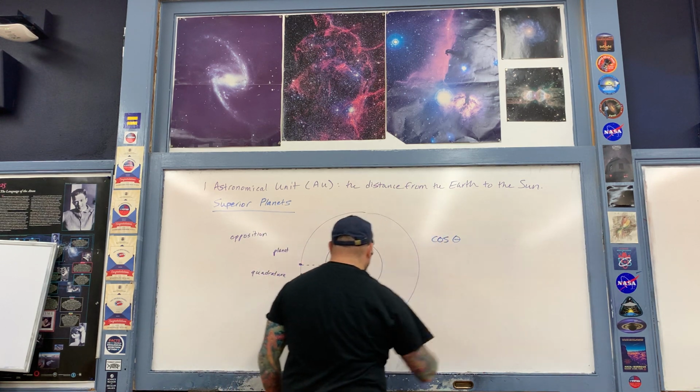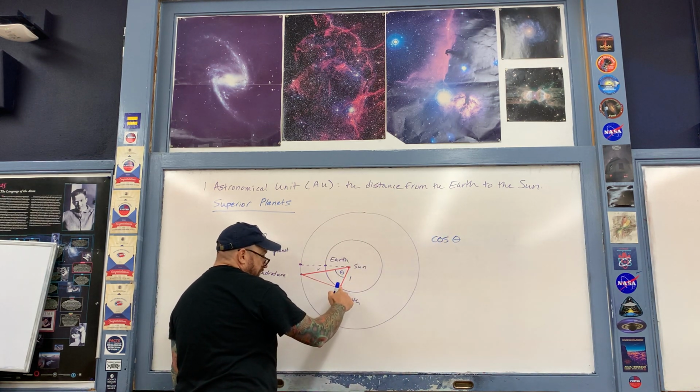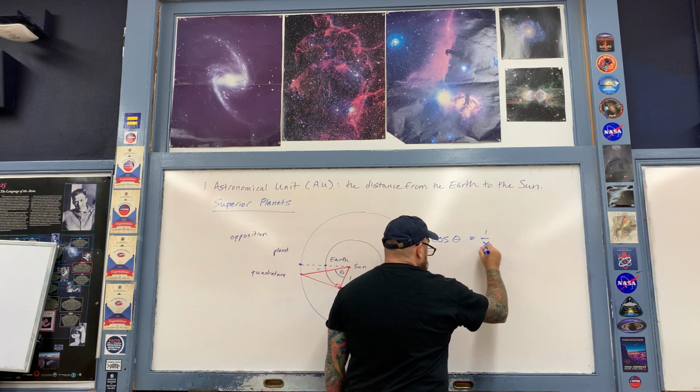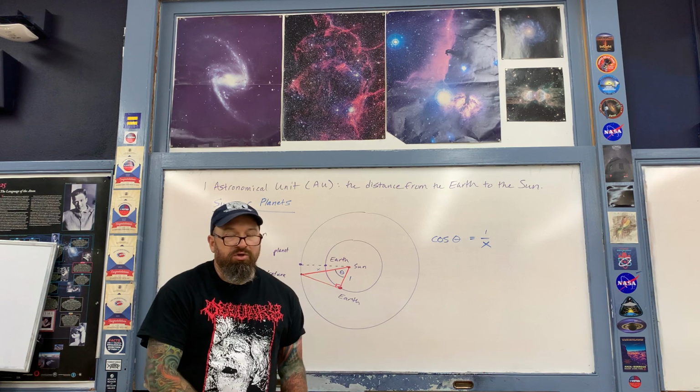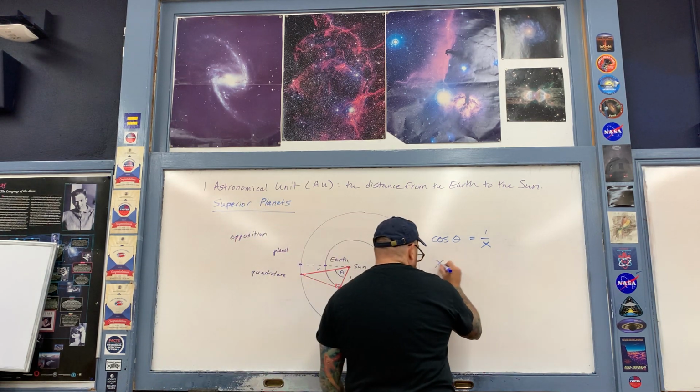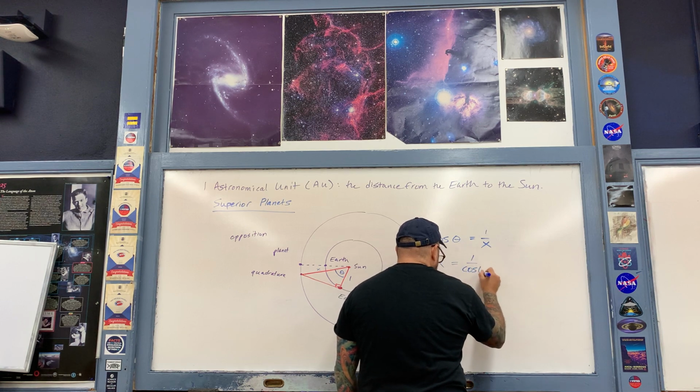So notice that cosine of theta, which is equal to the adjacent side divided by the hypotenuse, is equal to 1 over x. So if you now just cross multiply a little bit and then solve for x, x is equal to 1 over the cosine of the angle.